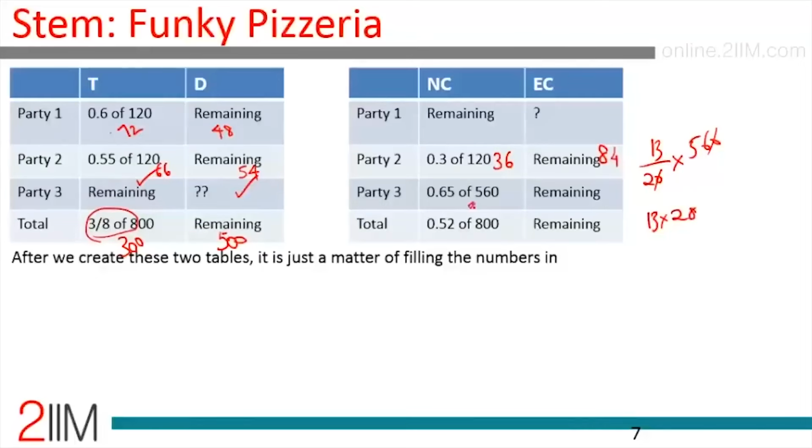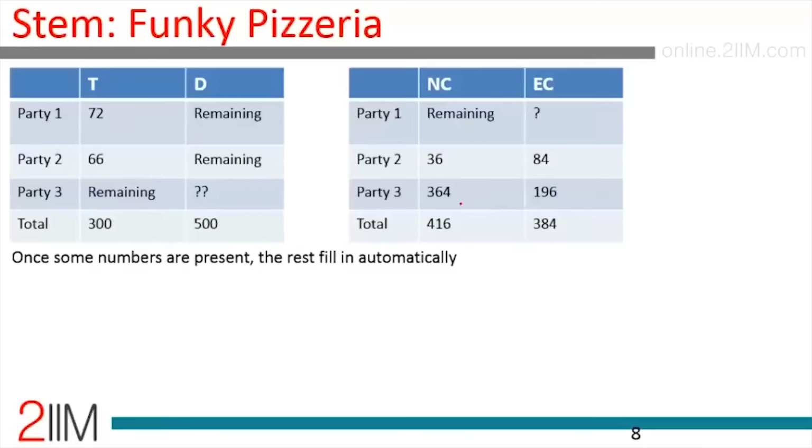And so that goes here. 0.52 into 800, 52 into 8, whatever that is, that goes here. Once we know these three numbers, we can find this number. Once we know this number, we can find this. We know these three, we can find these three. So now we know that the whole grid can be filled. So this is 72, 66, going step by step based on whatever we know.